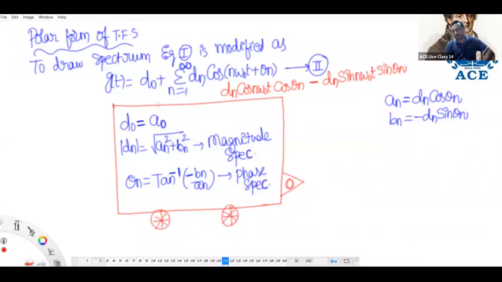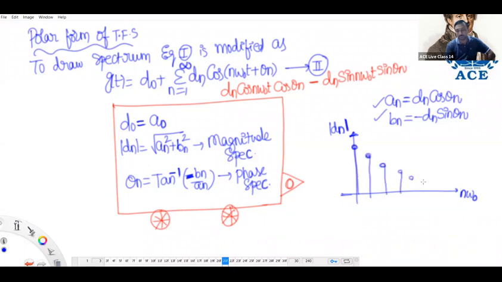For a given problem, try to draw the shapes: d naught is a naught, mod dn is root of an square plus bn square, theta n is tan inverse of minus bn by an. I have written these two expressions only. On the y-axis you may draw either magnitude or phase angle. On the x-axis it is n omega naught. Till now it was t or tau in the last chapters. Now onwards it is frequency. You are going to observe, for various frequencies, an impulsive spectrum like this.